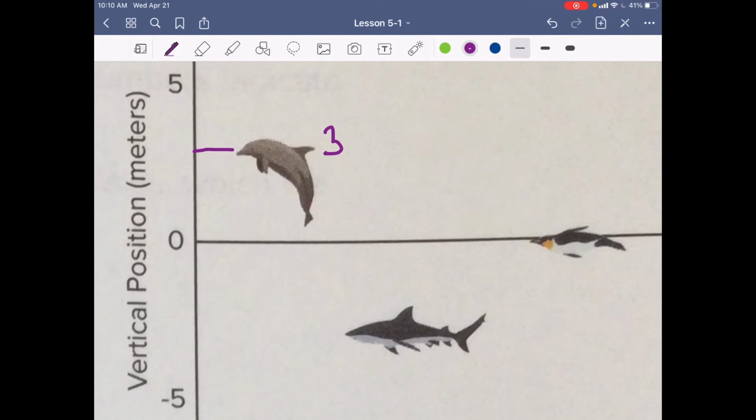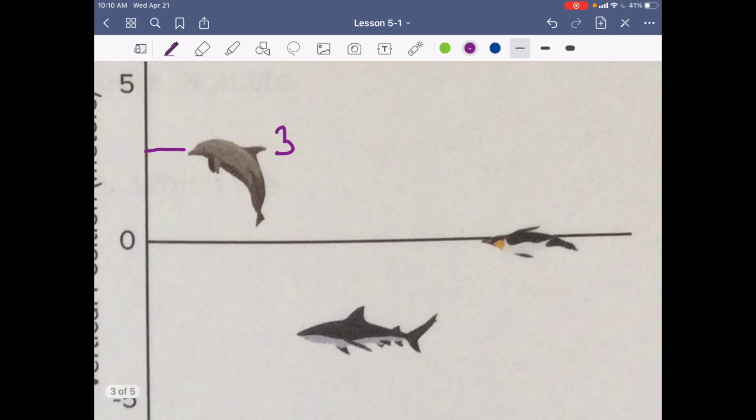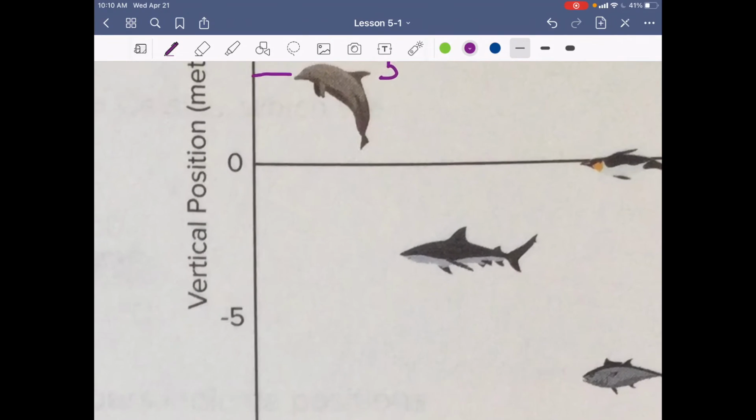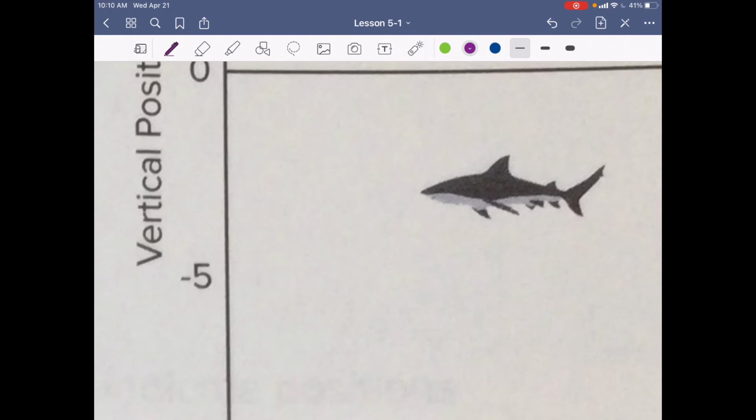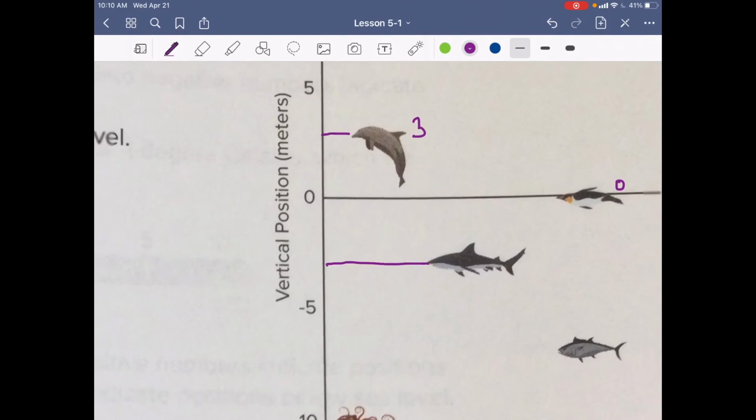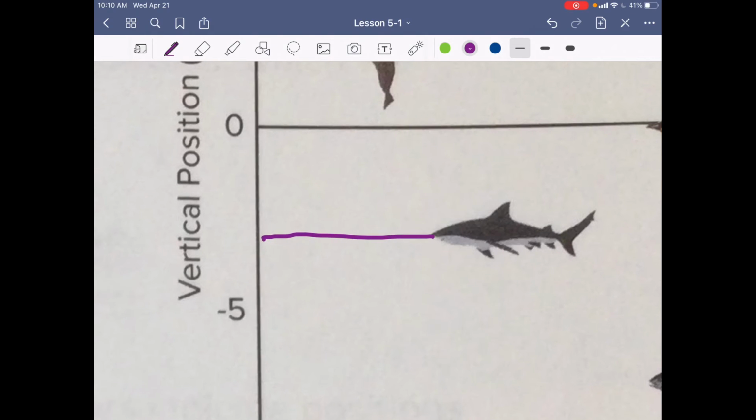And right at sea level, this looks like a penguin. So right at sea level, he is at 0 because he is not above the water and he's not below the water. His eye is right on that line. Let's take a look at our little shark friend. Okay, so if we line up our shark friend's eye level, again, that looks very similar to our dolphin above. So what would we say that is? Yeah, -3. So we would be at -3.